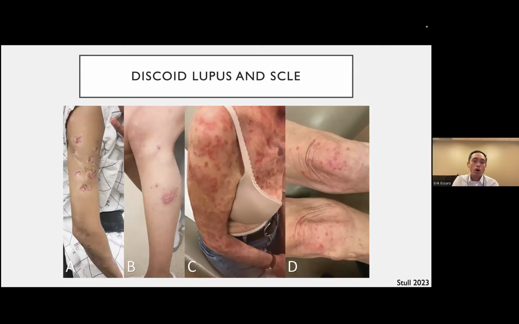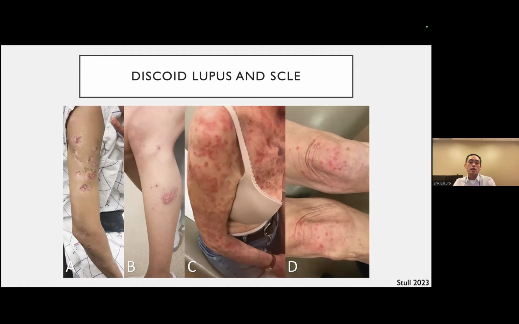Now, when it comes to some of our more intense rashes, pictures A and B are examples of discoid lupus erythematosus. And this is an example of what Seal had on his face. The unfortunate part with this type of rash is that it can be quite aggressive and quite scarring. So even if you do end up on appropriate medical therapies for discoid lupus, you could be left with a lot of the scars afterwards.